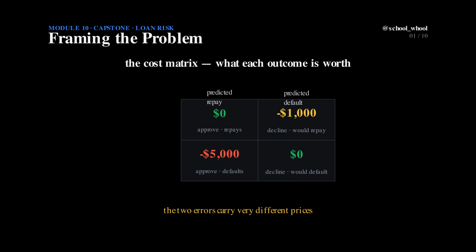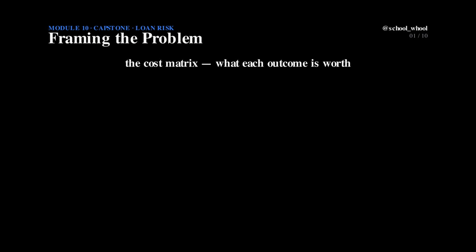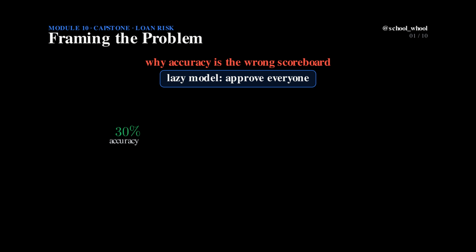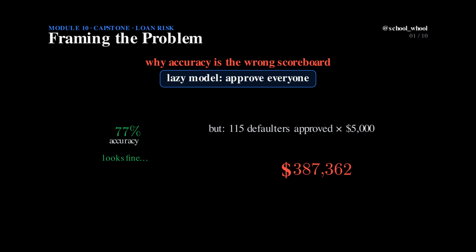Here's why the usual scoreboard, accuracy, will mislead us. Imagine a lazy model that simply approves everyone. On our data it's right 77% of the time, because most people do repay. 77%, that looks fine. But follow the money. Approving everyone means approving all 115 defaulters, at $5,000 each. That's $575,000 lost. 77% accurate, and the single worst model we could ship.